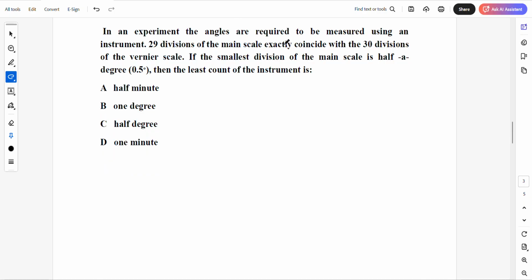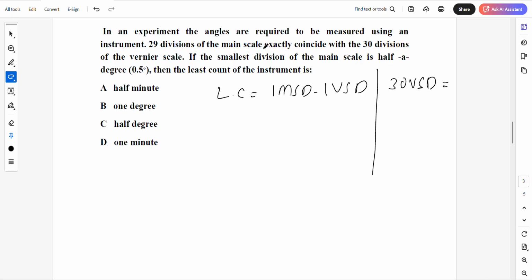In an experiment, the angles are required to be measured using an instrument. Okay, 29 divisions of the main scale exactly coincide with the 30 divisions of the vernier scale. What is least count? Least count is equal to 1 MSD minus 1 VSD. We already know, 30 divisions of the vernier scale, here 30 divisions of VSD.